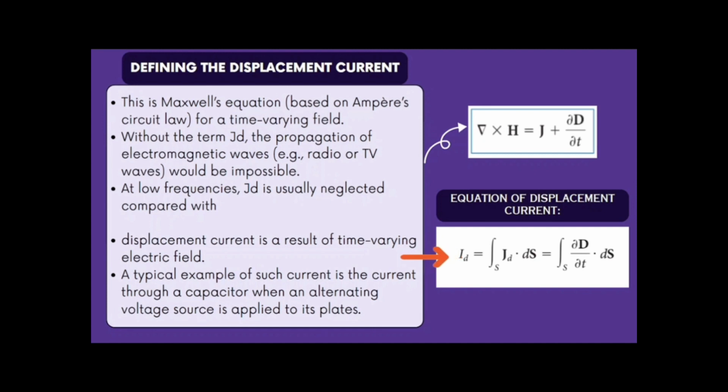As we can see here in the second equation, based on displacement current density, we define the displacement current as ID equals to the surface integral of JD dot dS, which is also equal to the surface integral of delta D over delta T dot dS. We must bear in mind that displacement current is a result of time-varying electric field. A typical example of such current is the current through a capacitor when an alternating voltage source is applied to the plates.